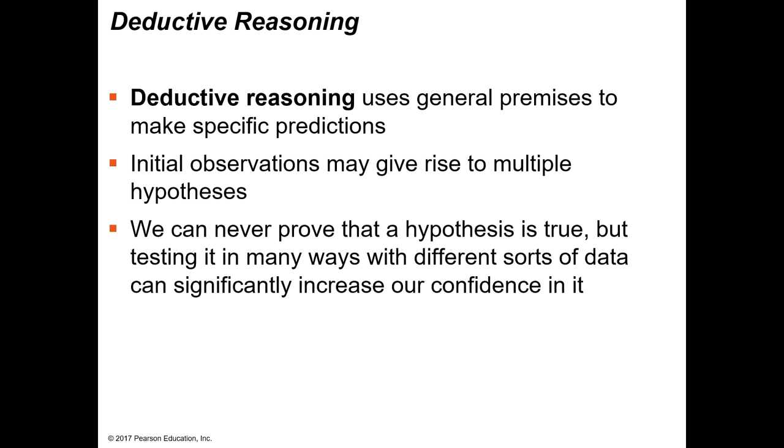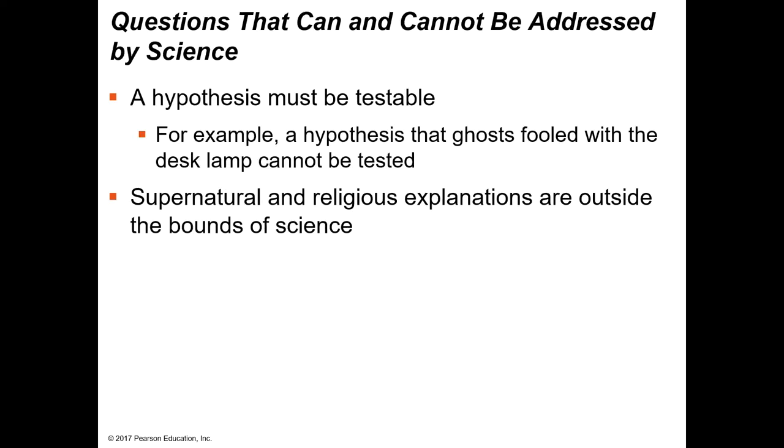Okay, now, on the other hand, deductive reasoning uses general premises to make specific predictions. Initial observations may give rise to multiple hypotheses. We can never prove that a hypothesis is true. That's really important to remember. But testing it over and over again in a lot of different ways, with different types of experimental procedures, can give you data that can significantly increase your confidence in whether or not it may actually be correct. Again, we can't ever prove it fully, but we tend to think that, okay, we've got millions of pieces of evidence, so it's probably true until we find something that may disprove it.